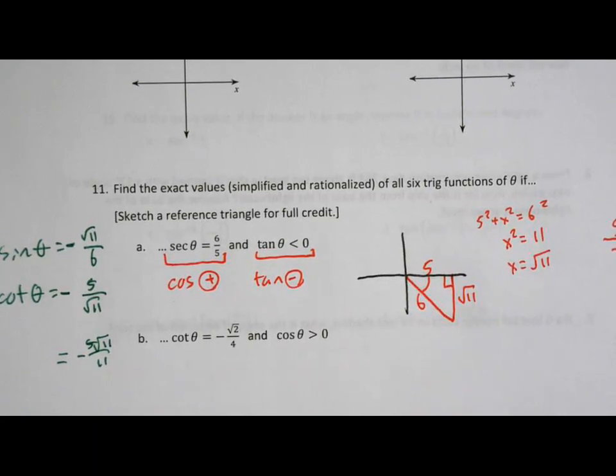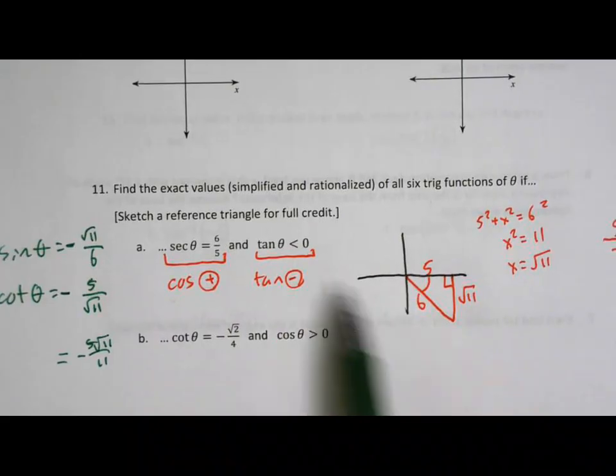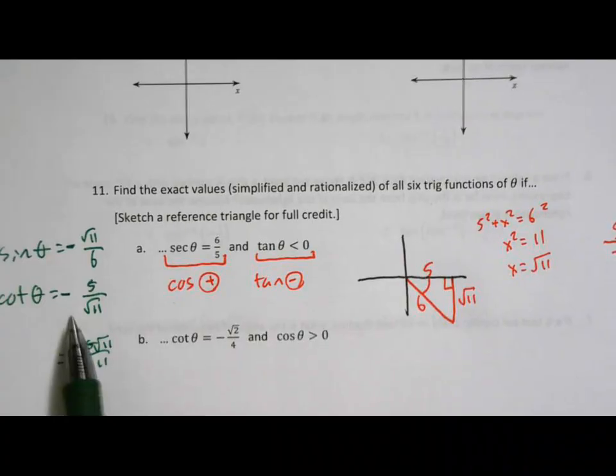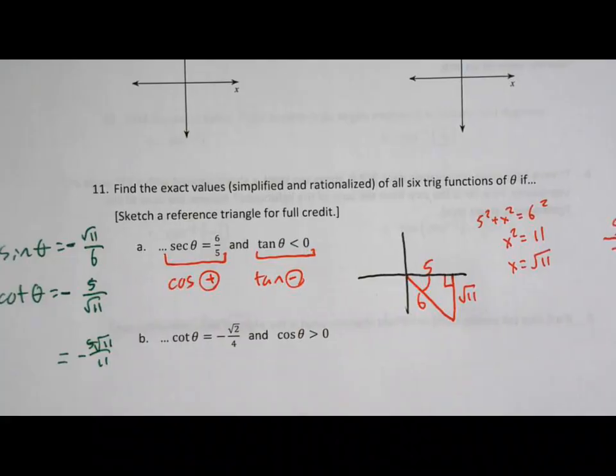So there's kind of 3 phases to this. Figure out what quadrant you're in and draw your reference triangle, find your missing side, and then don't forget about your positives and negatives when you go to do the answers. What else, guys? What else? Anything else from the review?